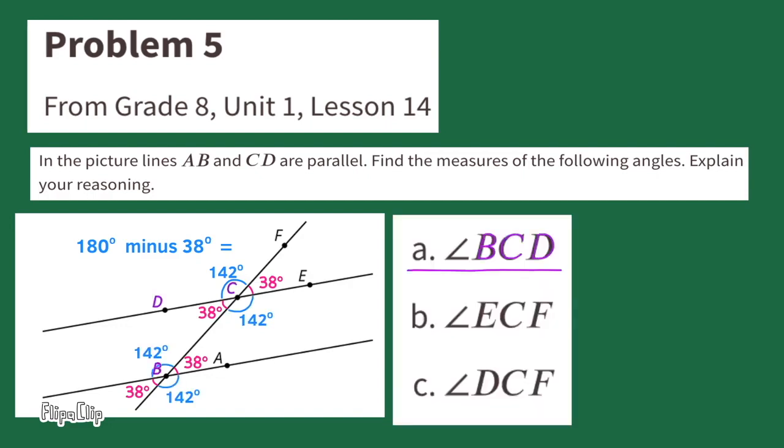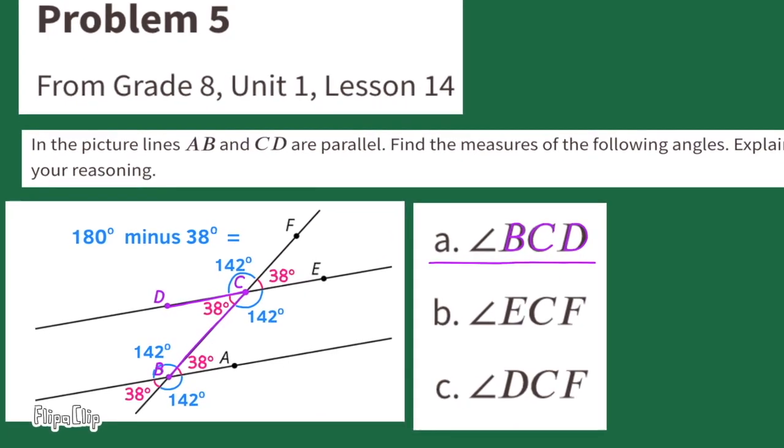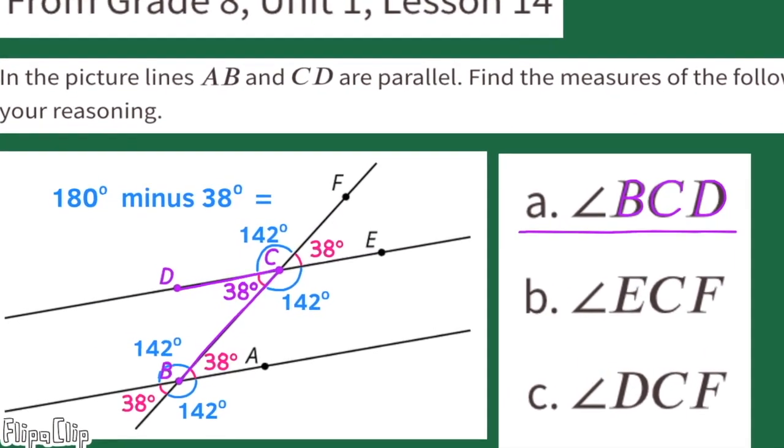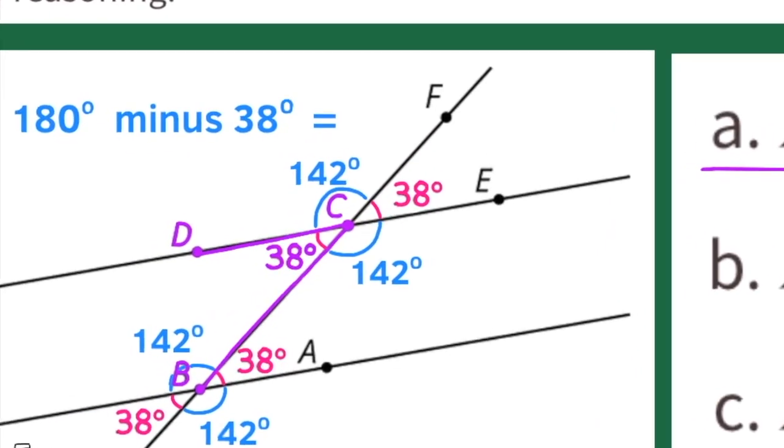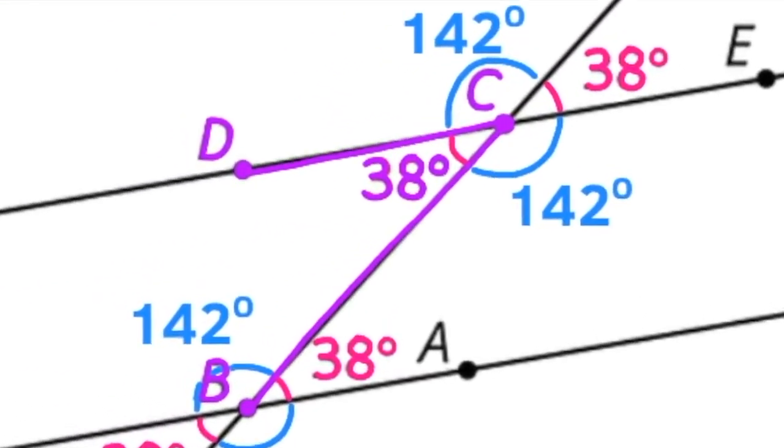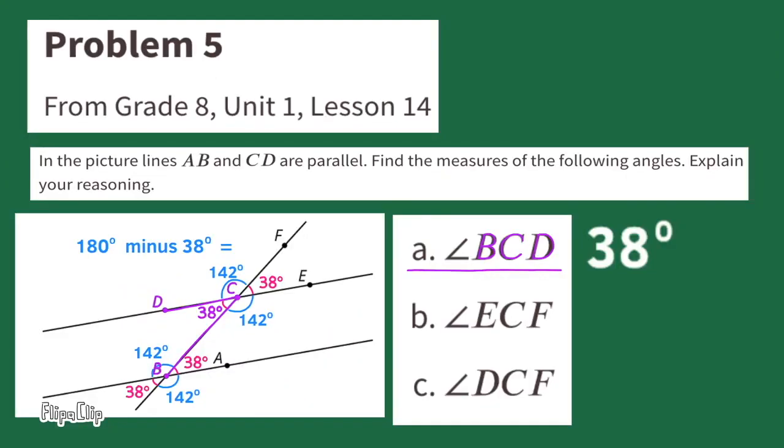A. What's the measure of angle BCD? Now all we have to do is locate angle BCD. So find those three points, B, C, and D. The measure is 38 degrees.